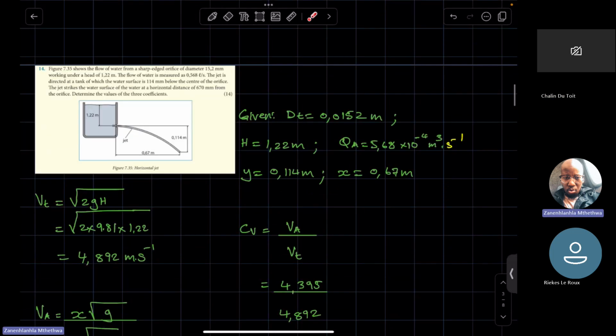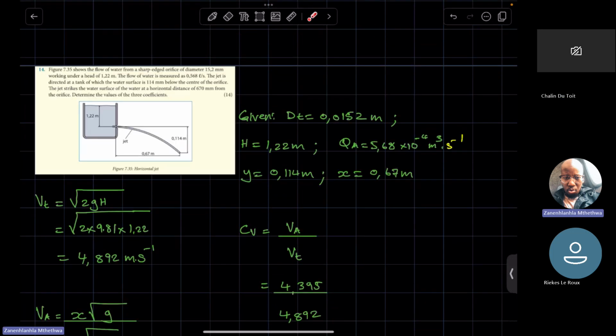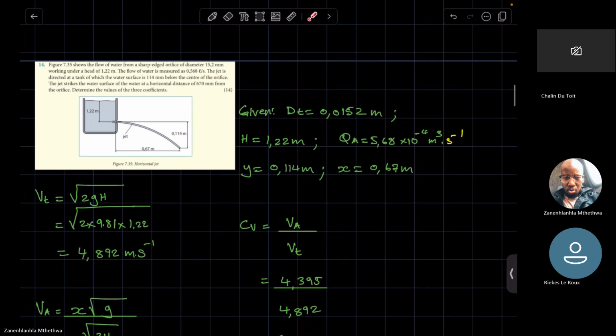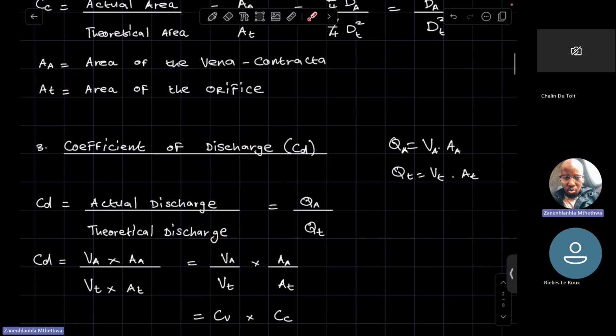Right, so now you can look at these examples. I've included the solutions to them. So I would say first try them on your own, and then if you get stuck, you can either ask me or you can refer to the solutions to see where you went wrong. But first try them without referring to the solutions. Just see if you understood how we go about looking at flow through an orifice, and then you can use the solutions to check your answers.